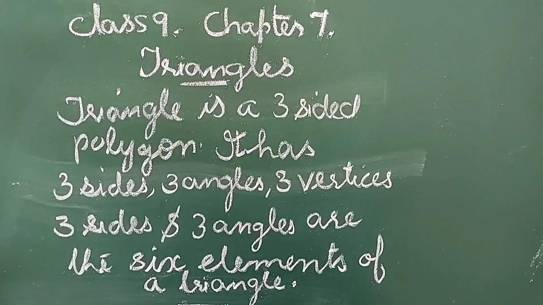Class 9, Chapter 7, Triangles. What is a triangle? A triangle is a three-sided polygon. It has three sides, three angles and three vertices. Three sides and three angles are the six elements of a triangle.